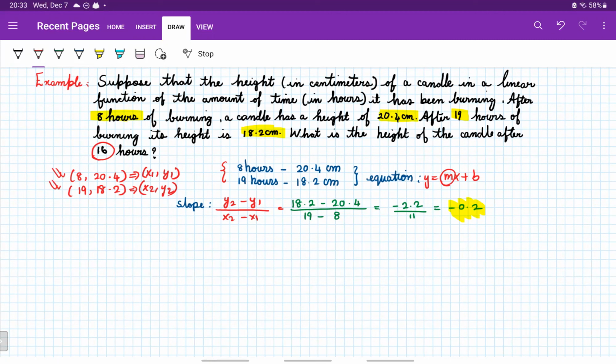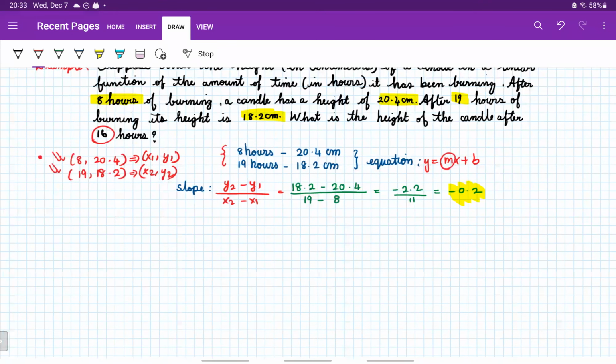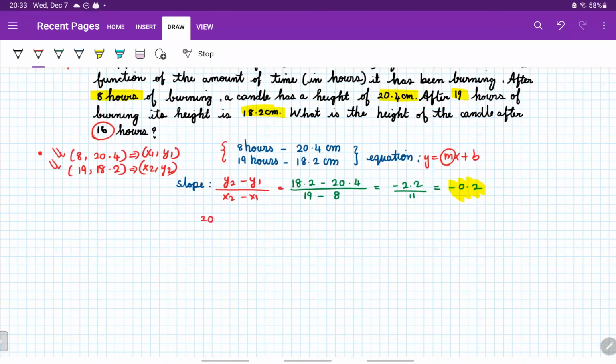As you know, no matter which point you choose, you will end up with the same equation. I'm just going to choose the first point here, as it has relatively smaller numbers compared to the other point, but just know that no matter which point you choose, you'll end up with the same equation. It's just more efficient to choose a smaller number for faster calculation and more accuracy, but it really doesn't matter. So now, instead of y here, we would have 20.4 equals m, which we already know is negative 0.2, and x here is 8.